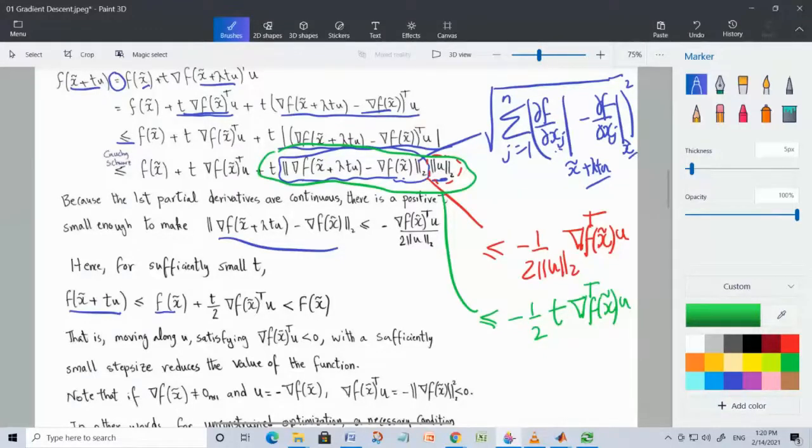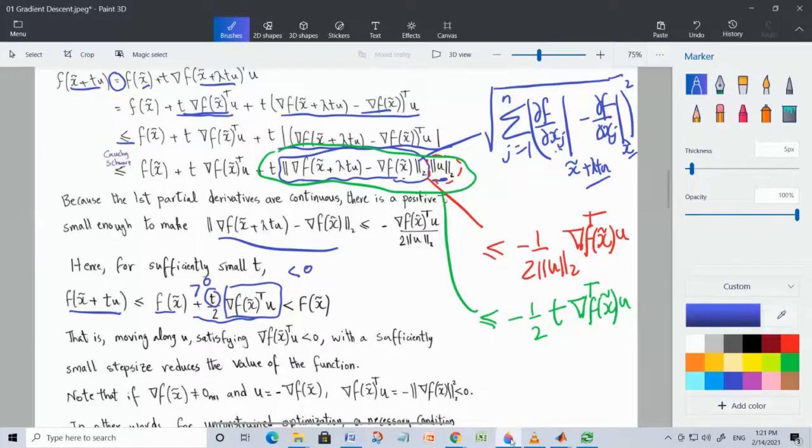And then you can combine this with that, so t minus half t will give you half t, and you end up with this. Again, t is positive, so this is greater than 0. By assumption, this is our starting point: at x tilde, you can find a direction vector u such that the inner product of that vector and the gradient evaluated at x tilde is negative, strictly negative. So this term here is negative, and so f of x tilde plus tu is strictly less than f of x tilde.